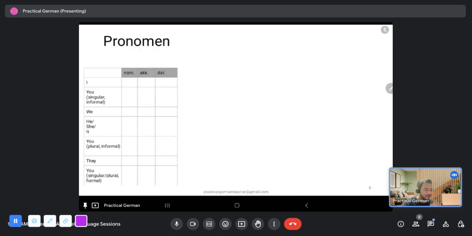So now let's do one quick revision. Maybe not revision, but something that you don't know. So here is the table for pronouns. This column is for nominative, this is for accusative, this is for dative. Narendra, if you don't mind, can you give me the values for this column? Pronouns, this you should know.